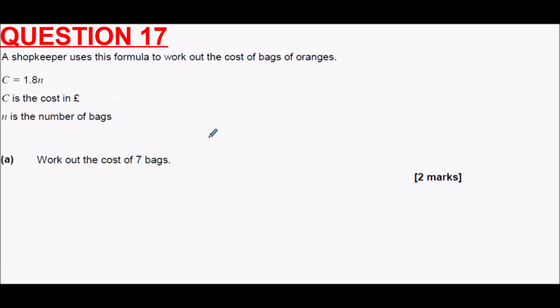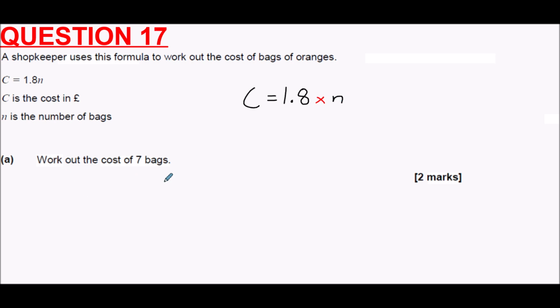Question 17, we've got a shopkeeper who uses a formula to work out the cost of bags of oranges. So the cost is just going to be 1.8 multiplied by the number of bags. We've got two different things next to each other using algebra. Now if there's two things next to each other with no instruction telling us what to do, it will always mean one multiplied by the other. And so this means 1.8 multiplied by n.